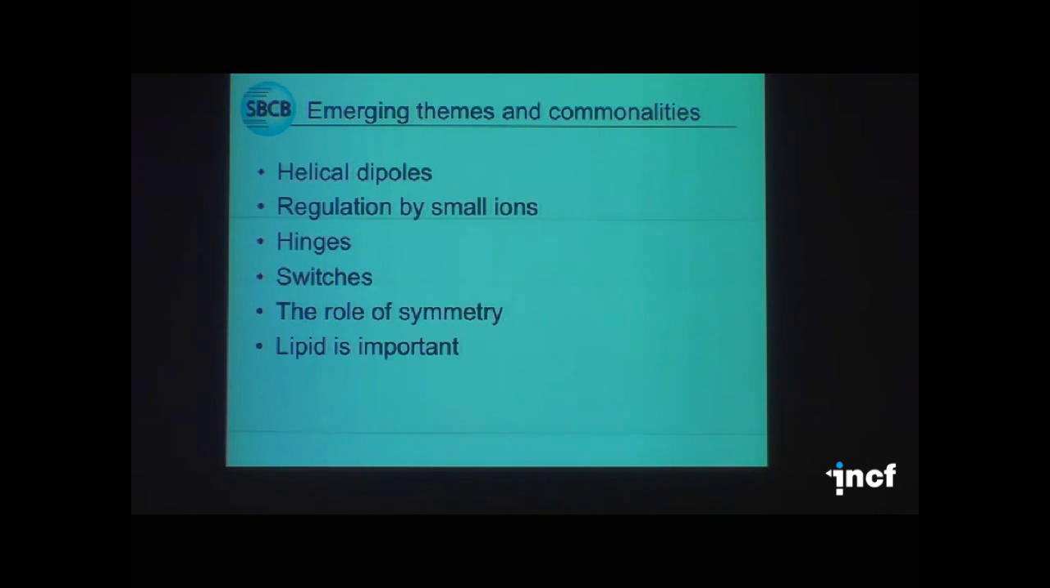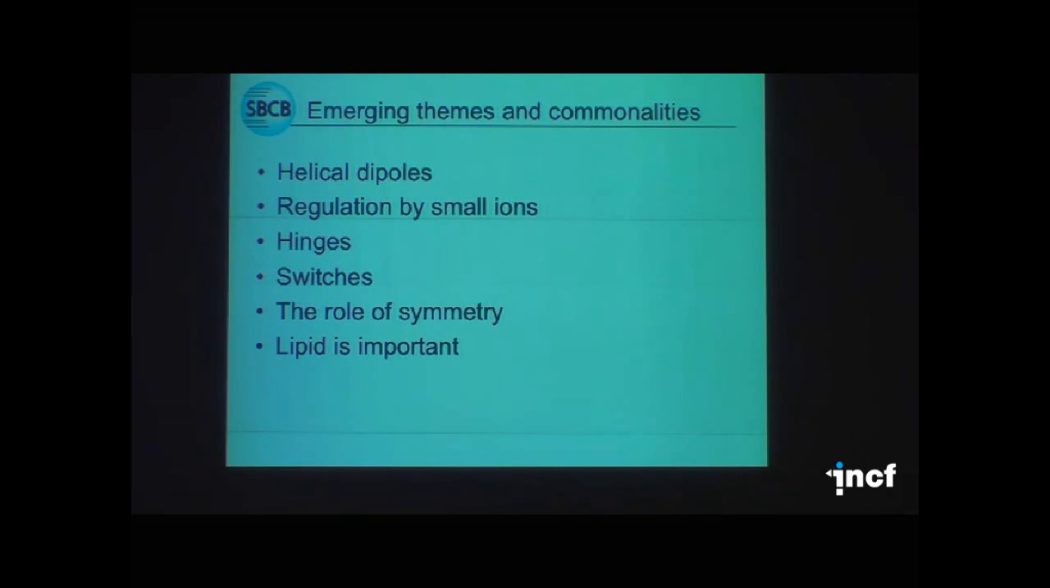Another emerging thing is things like hinges and switches. A lot of them tend to have key motifs. For example, potassium channels have proline, valine, proline as a motif that is used to act as a gate, or a hinge in the gate rather. And things like ionic locks and so on and so forth are important aspects of switches, which are generally starting to come out as well.